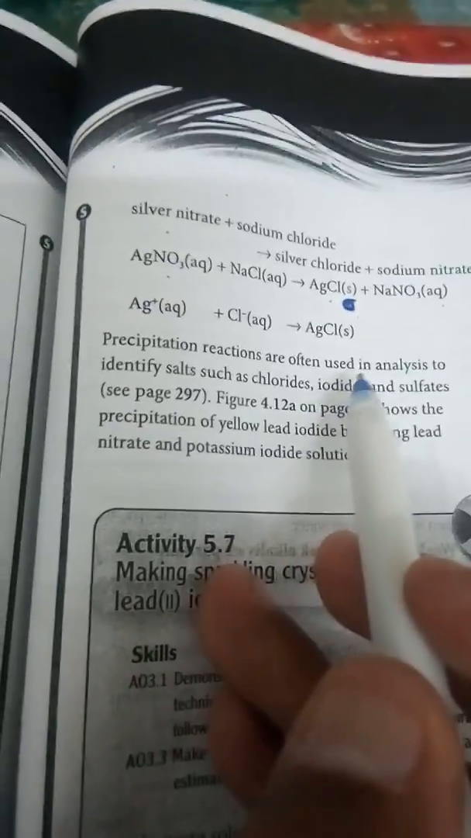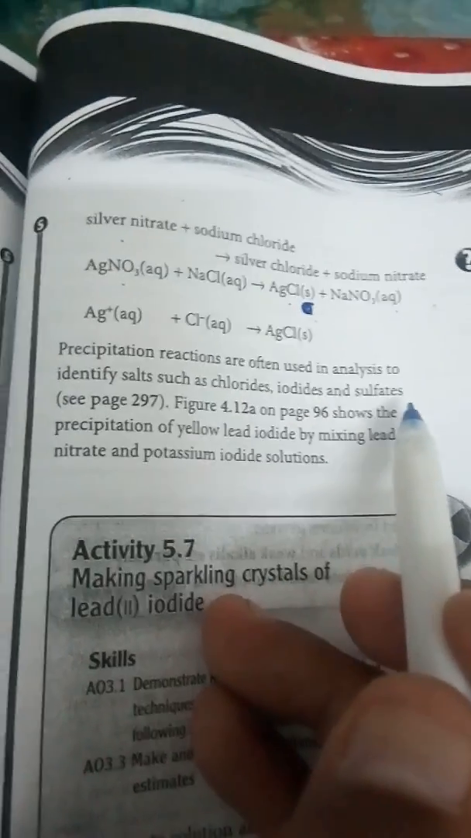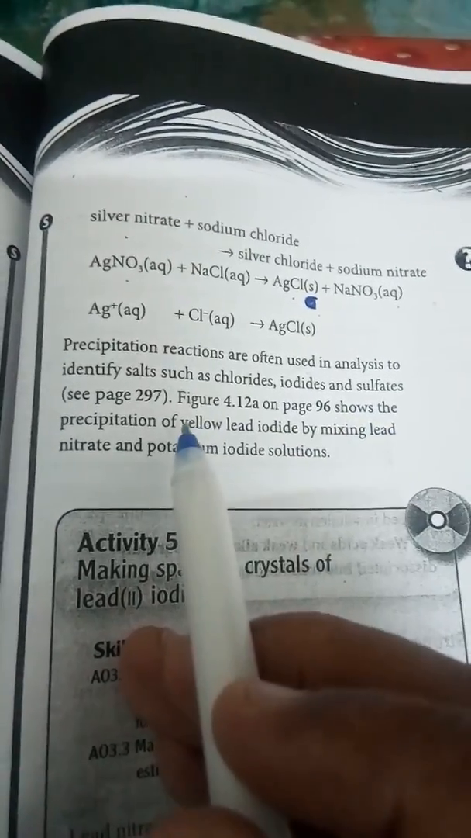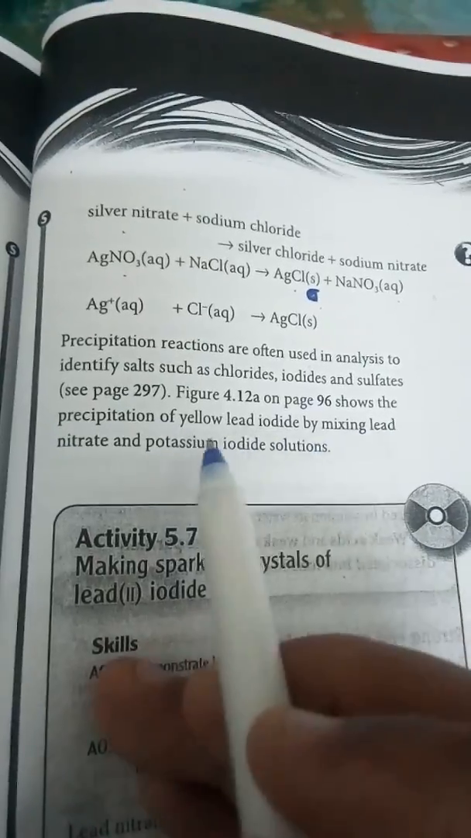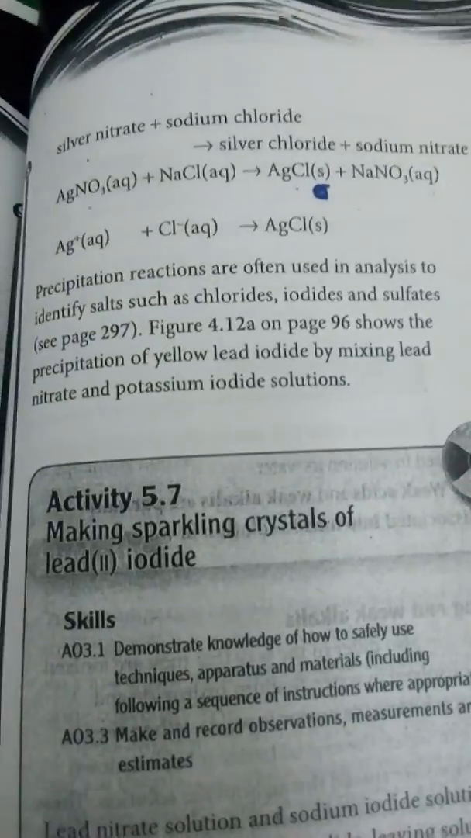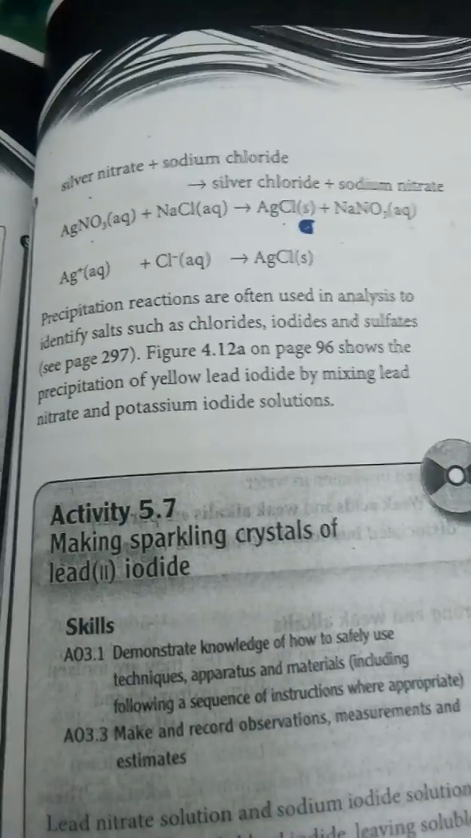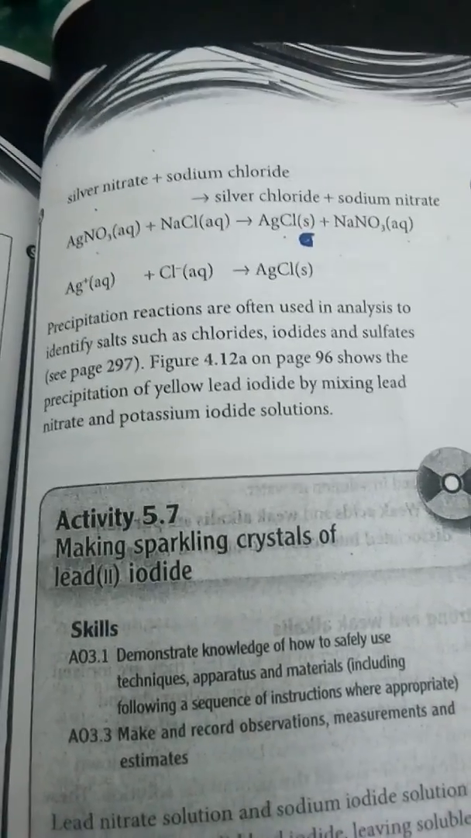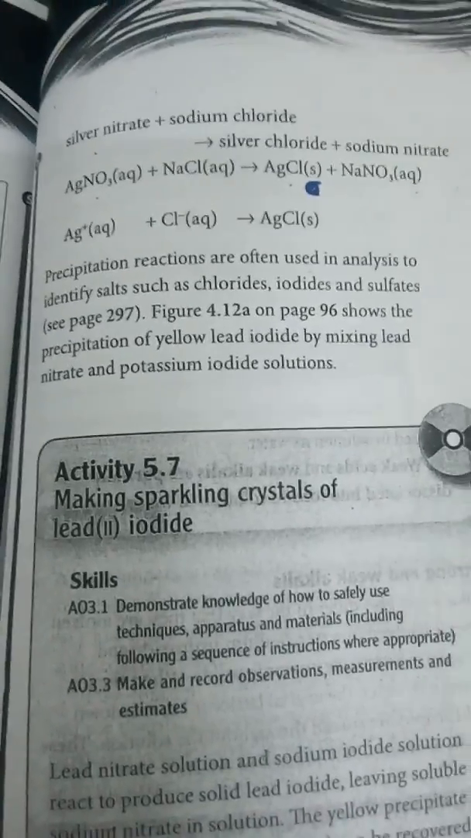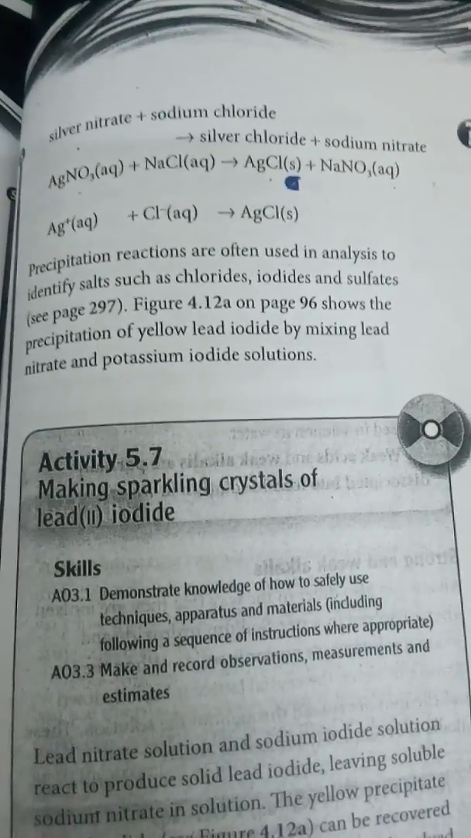Precipitation can therefore give us a way to create an insoluble salt. Precipitation reactions are often used in analysis to identify salts such as chlorides, iodides, and sulfates. Figure 4.1 to A on page 96 shows the precipitation of yellow lead iodide by mixing lead nitrate and potassium iodide solutions. Therefore, in order to identify what type of salt you have, whether it is chloride, iodide or sulfate, their precipitation can help us identify them. When they take part in a chemical reaction, we get a precipitate. From the characteristics of that precipitate, we can determine what type of salt we have.